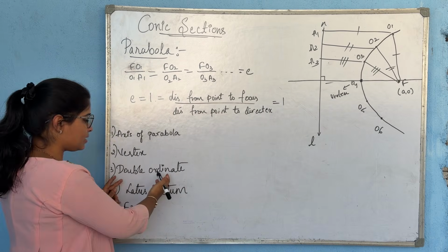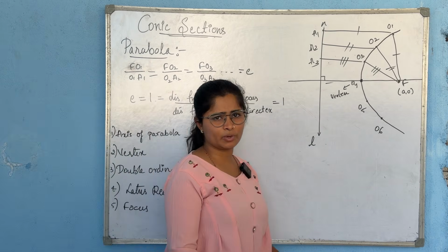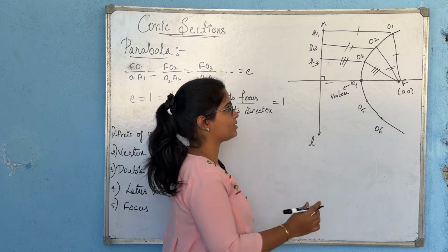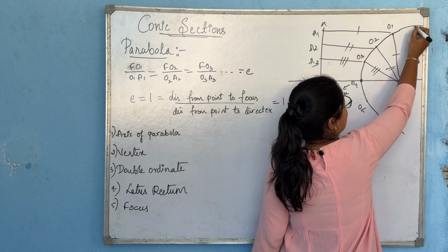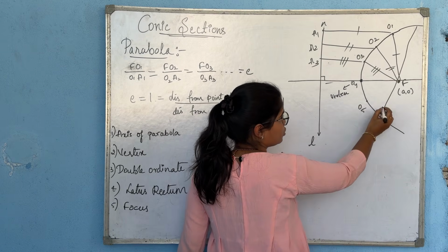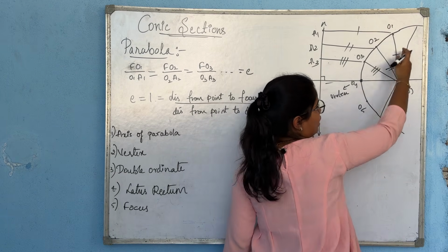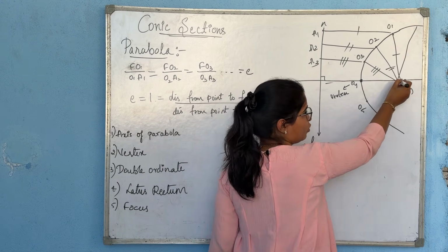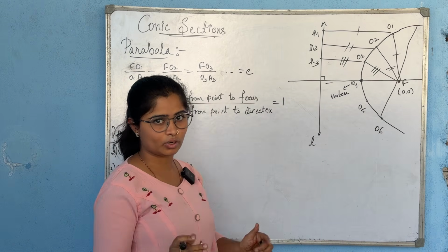Okay. And next is double ordinate. So what is a double ordinate? It is any line that passes through the focus. Let us consider this line. So this is a double ordinate. It is a line which is passing through the two ends of the conic section and also passes through the focus. That is called a double ordinate.